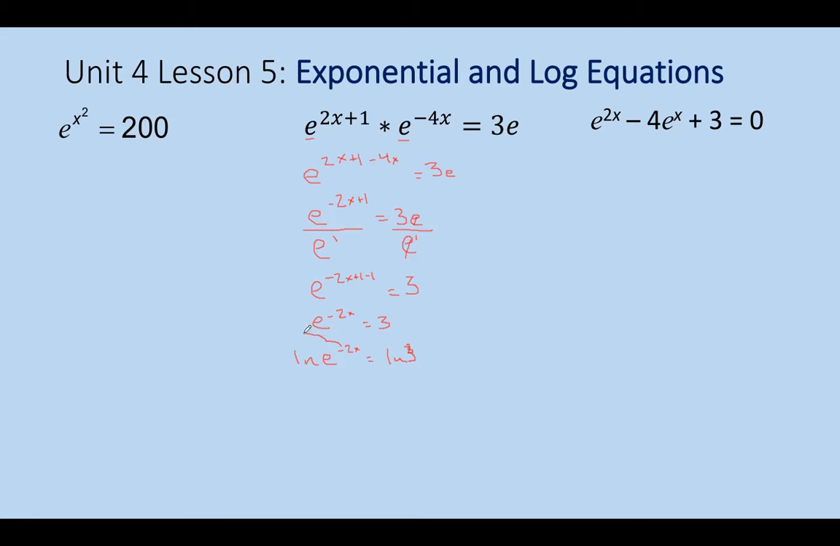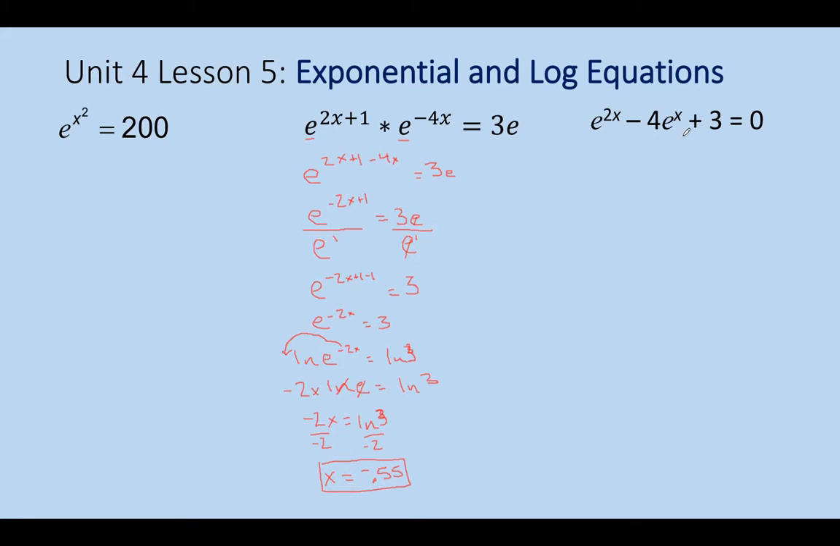So natural log of e to the negative 2x equals natural log of 3. And again, I've got this power rule, so I can bring this out in front. So I've got negative 2x times the natural log of e equals the natural log of 3. The natural log of e cancels things out, and that's nice because now I just have negative 2x equals the natural log of 3. And this isn't so bad. I'm going to divide both sides by negative 2, and I wind up with x equals, and again, you can do all of this on your calculator, and it looks like it's about negative 0.55.